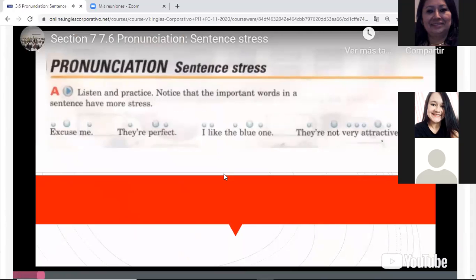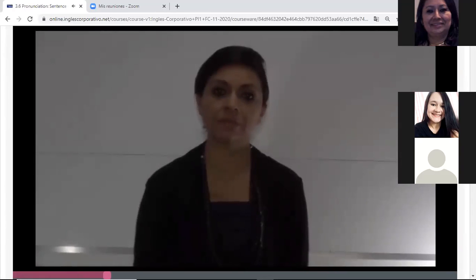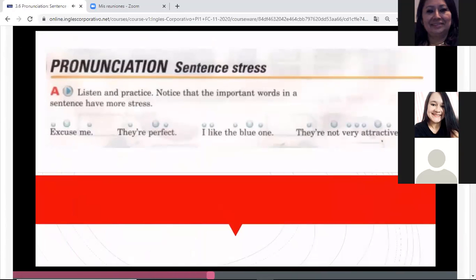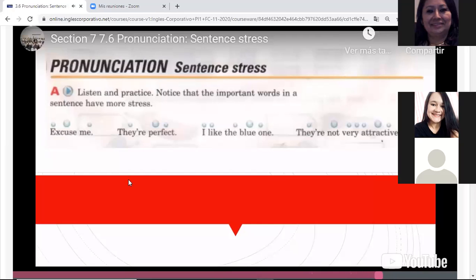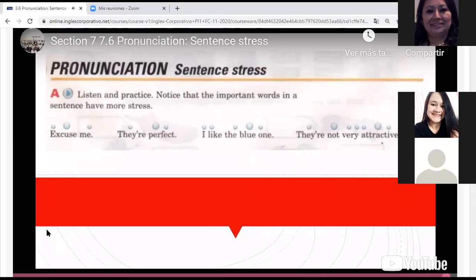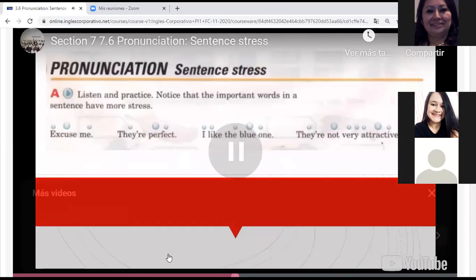Hello to all of you. I want you to pay attention to the stress given to the important words when speaking. In this lesson, participants will listen to sentence stress in order to improve pronunciation. Sentence stress. Notice that the important words in a sentence have more stress. Excuse me. They're perfect. I like the blue one. They're not very attractive. The idea is for you to listen to the audio and then repeat. Practice as many times as needed.